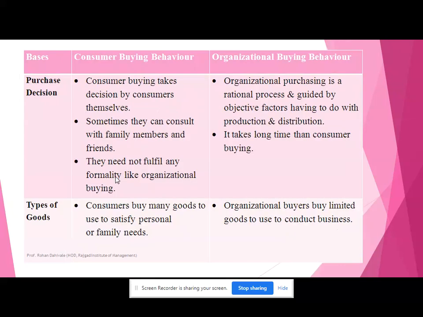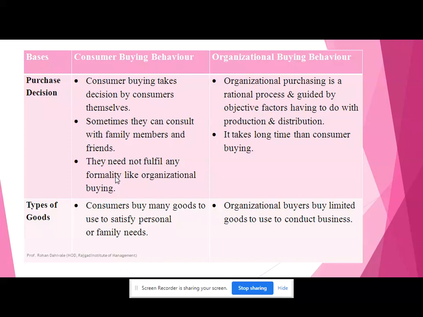How is the purchase decision taking place? In case of consumer buying behavior, the decision is taken by consumers themselves. So decisions are generally taken by consumers. Sometimes they can consult with family members or friends. They need not fulfill any formalities like in organizational behavior. In organizational behavior, there will be some boss or managers or owner, and there will be a number of buying formalities before buying a particular product or service.